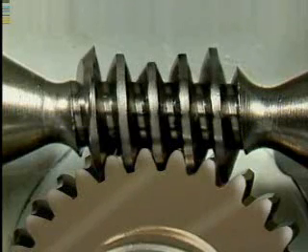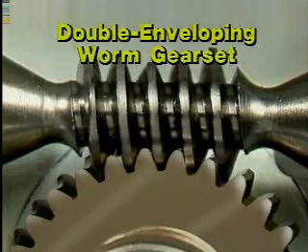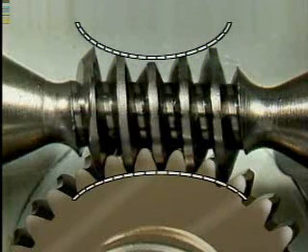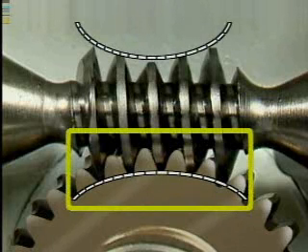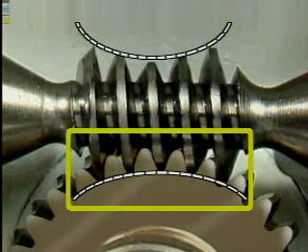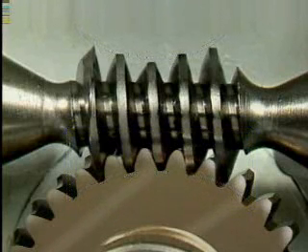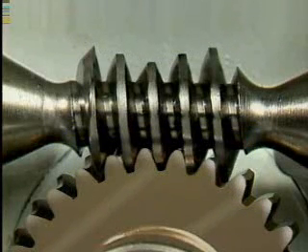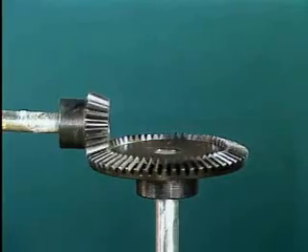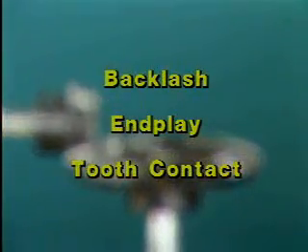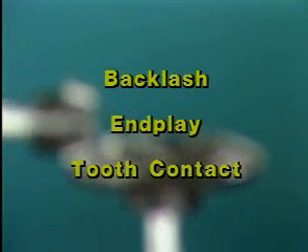Another type of worm gear set is the double enveloping worm gear set. In a double enveloping worm gear set, the worm is also throated so as to wrap partway around a throated gear. This arrangement further increases the contact between the worm and the worm gear. So this type of gear set can carry even larger loads than a single enveloping worm gear set of the same size. Now we're going to discuss some terms that are commonly used when working with gears.